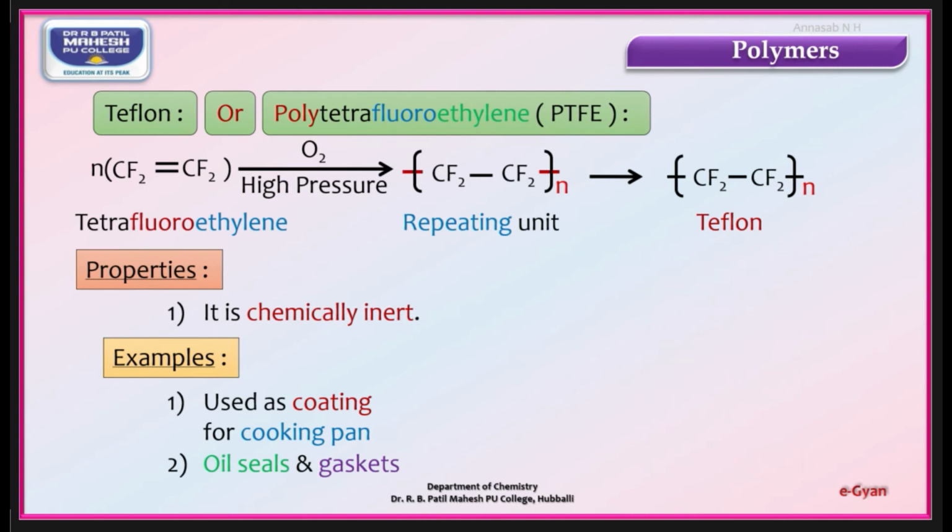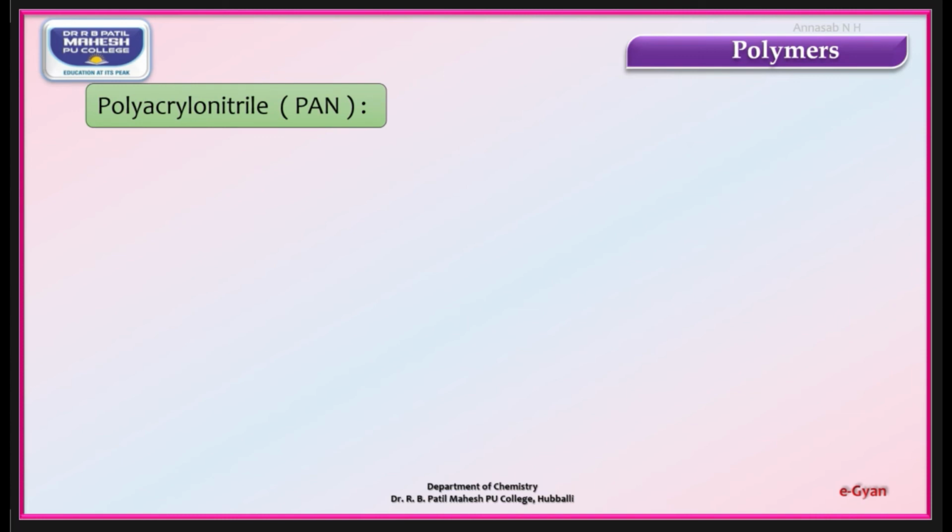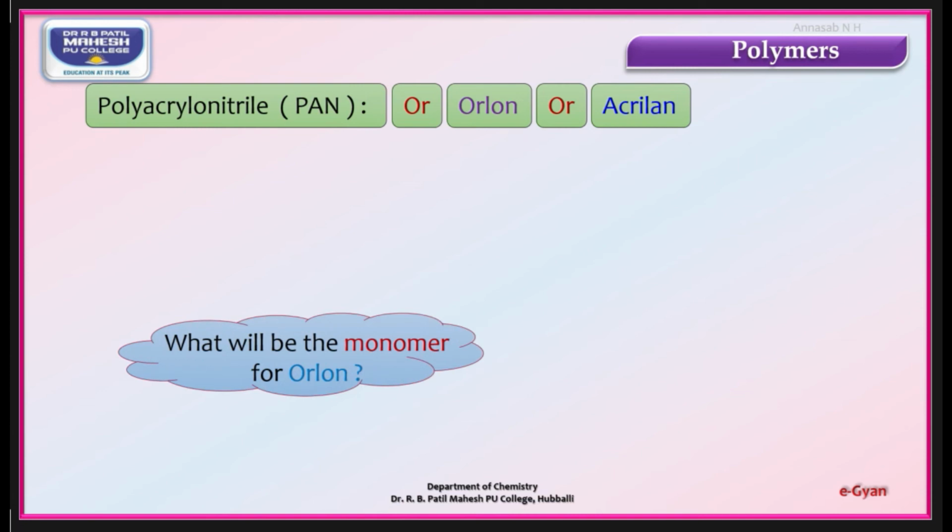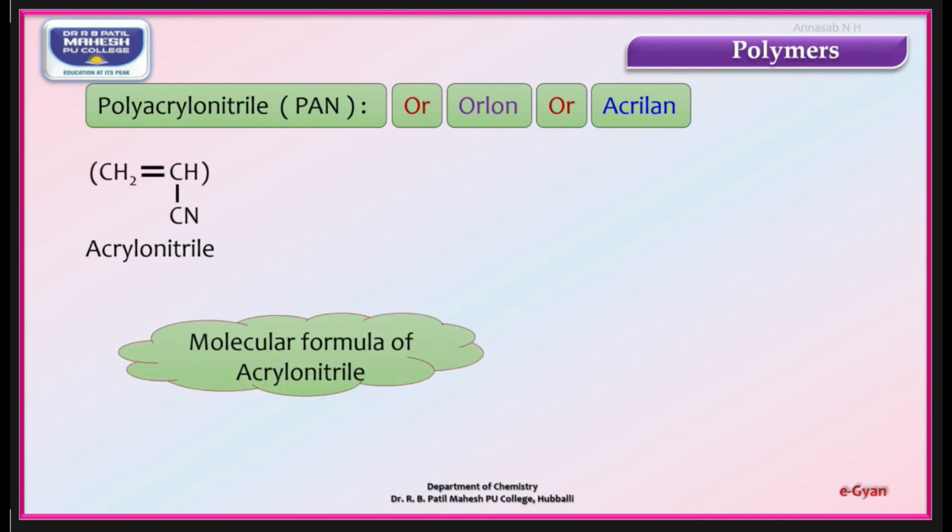Moving to the next one, PAN, that is polyacrylonitrile, which is also known as Orlon or another name, acrylan. The monomer for acrylan or Orlon is acrylonitrile. We have the ethene molecule CH2=CH2, where one of the hydrogen atoms is replaced by CN, that is the nitrile group. So the structure is CH2=CHCN.